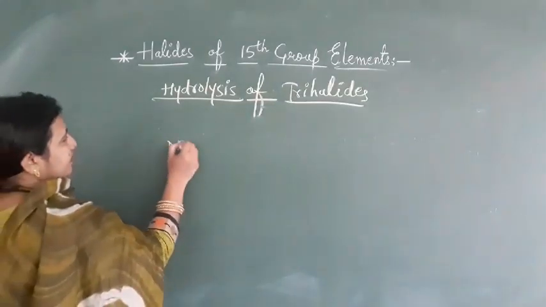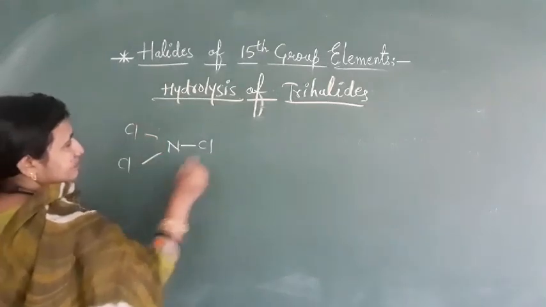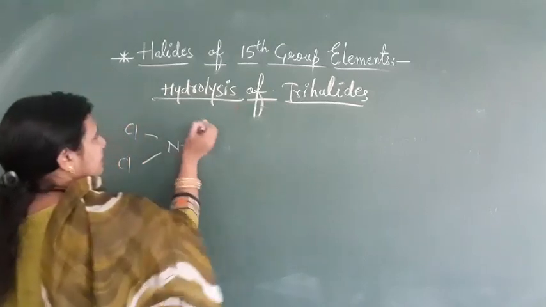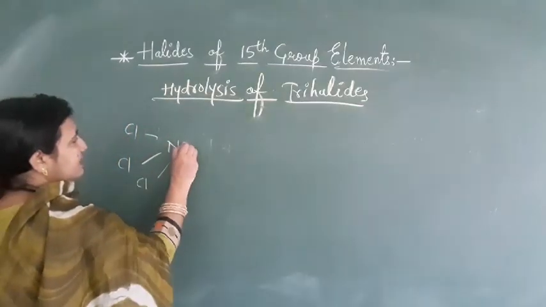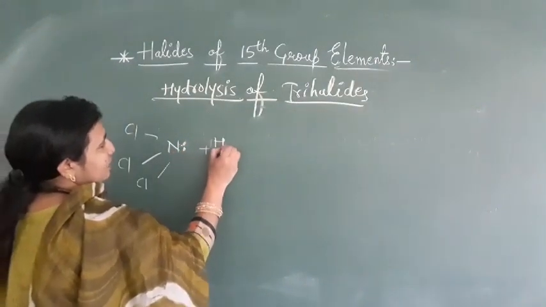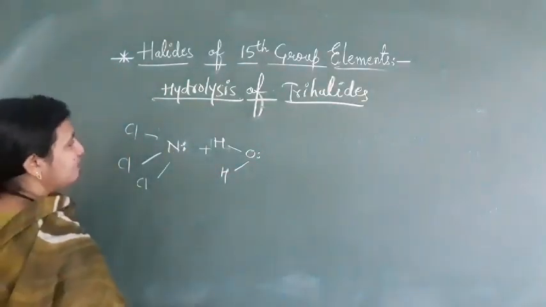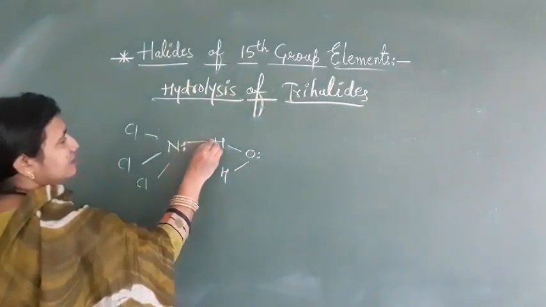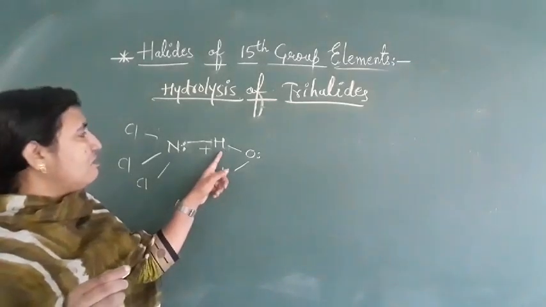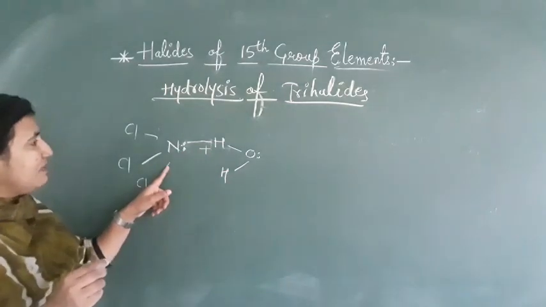This is NCl3 if you take it, plus water. In NCl3, nitrogen has a lone pair, and here this is our water. Now hydrogen bonding takes place between hydrogen of water and nitrogen of NCl3. So hydrogen bonding will form here.